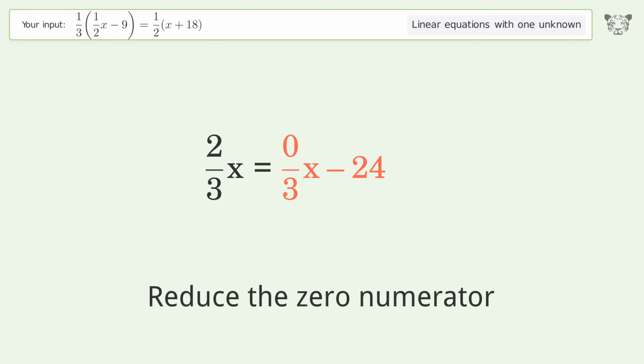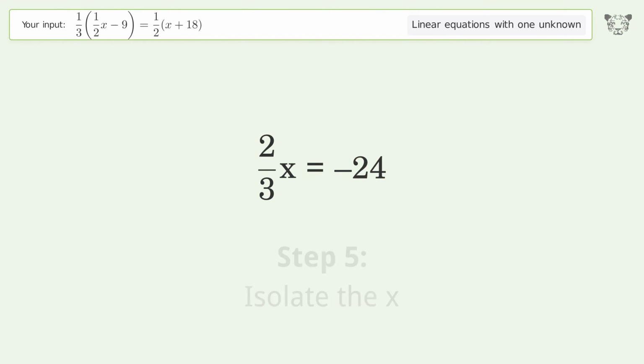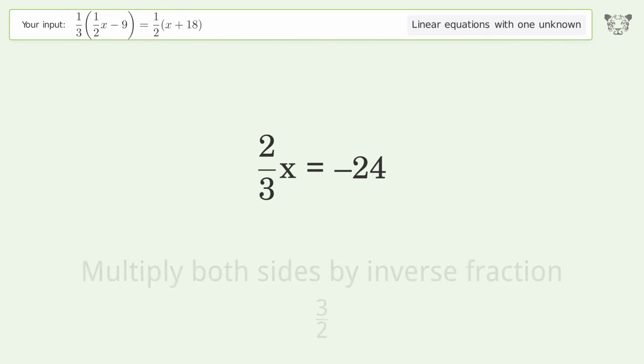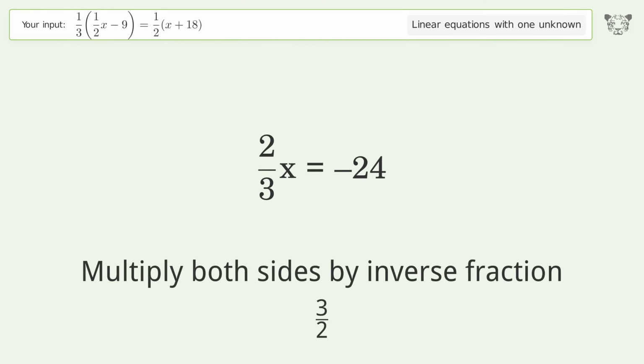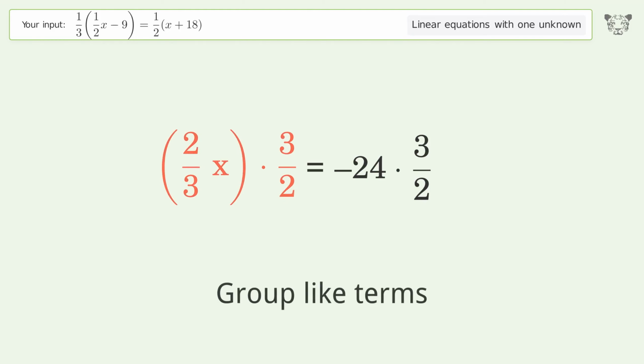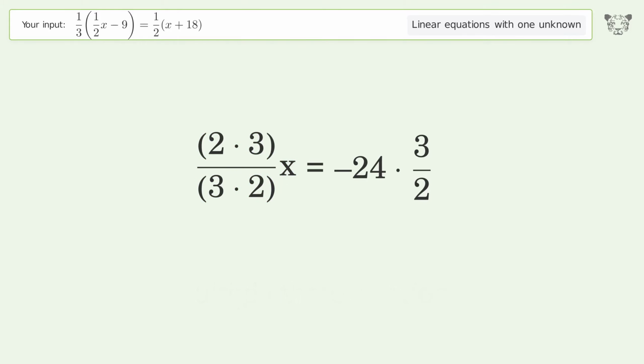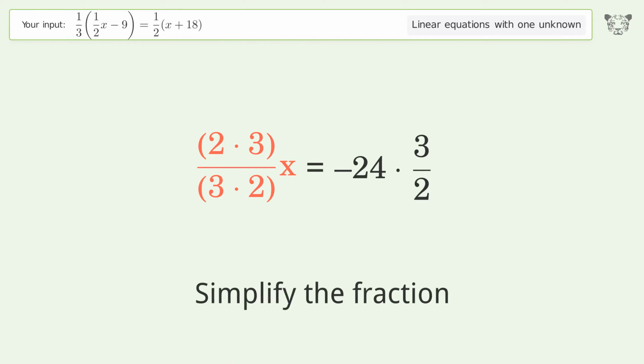Reduce the zero numerator. Simplify the arithmetic. Isolate the x. Multiply both sides by inverse fraction 3/2. Group like terms. Multiply the coefficients. Simplify the fraction.